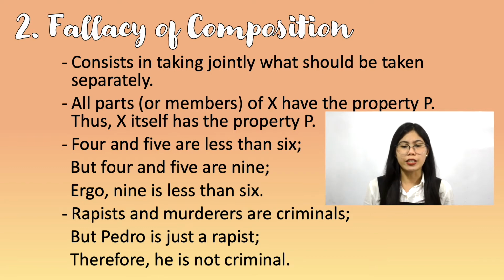So as you can see here, it treats the parts of the whole as one unit instead of taking these parts as separate from the whole. We all know that 9 is never less than 6. Another example: rapists and murderers are criminals, but Pedro is just a rapist. Therefore, he is not a criminal. Here, the speaker combined rapists and murderers as one, which should be taken separately.